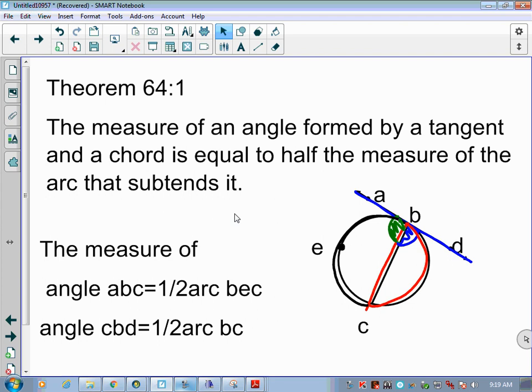So angle ABC is going to be 1/2 arc BEC. If I've got angle CBD, it is 1/2 arc BC. I wasn't asking you any information that you couldn't have looked up and read.